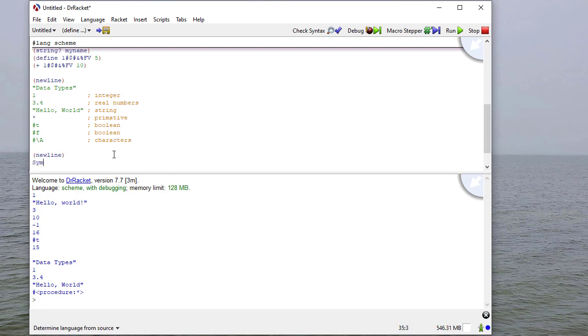So now let's talk about symbols and strings.